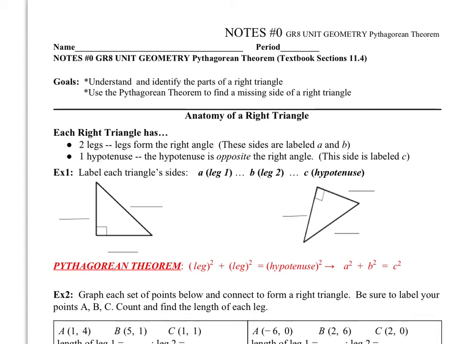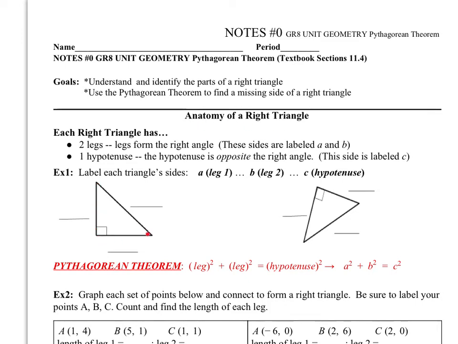In this section, we're going to learn about the Pythagorean theorem and how the Pythagorean theorem can help us find the missing side of a right triangle. In order to do that, first we're going to understand and identify the parts of a right triangle, and then we're going to learn about what the Pythagorean theorem is and how it can help us find the missing side of a right triangle. So first, let's talk about a right triangle.